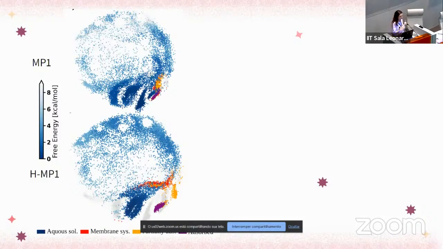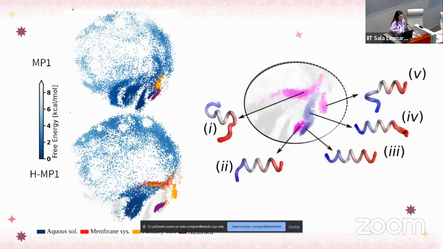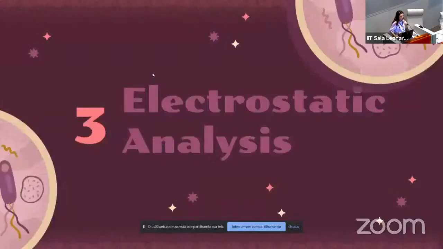So as I told you, MP1 has a more stable structure, even with a CD experiment that we put in the paper. It agrees with the simulation that MP1 has some structure in water, but HMP1 does not. It goes random coil. And upon its adsorption to the bilayer, it gets a folded alpha helix structure. So just so you can see the same clusters as before.